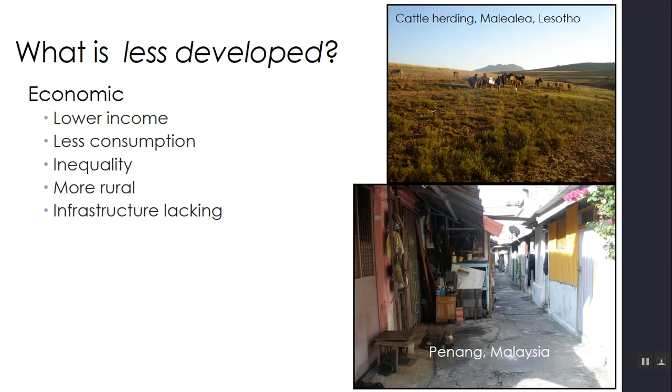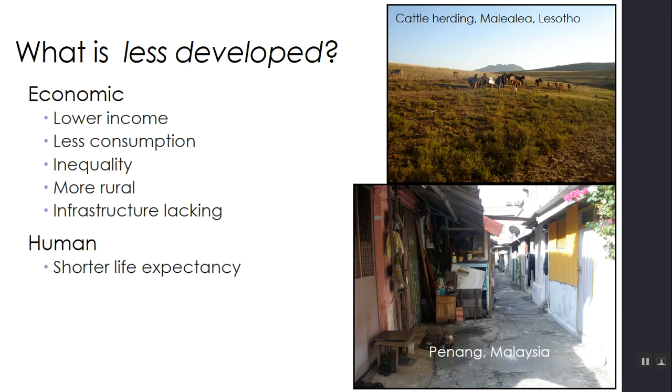Infrastructure is lacking. So here's a picture in Malaysia, which is in an urban area, but the power here may or may not work all the time. So people have a satellite just hanging off the side there. You may or may not have a good sewer system, which a lot of urban slums do not have.